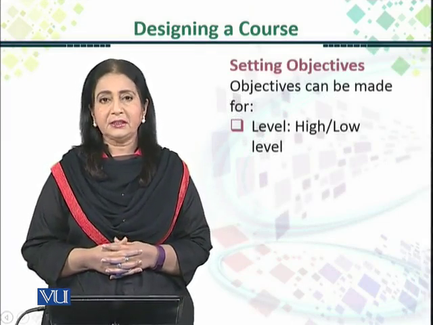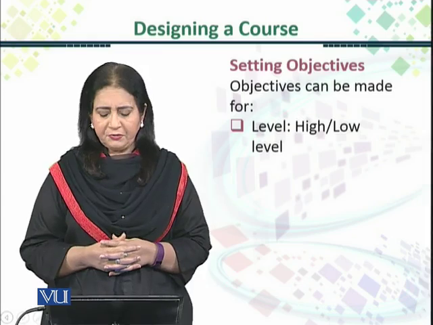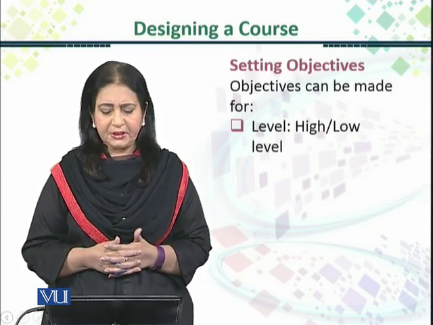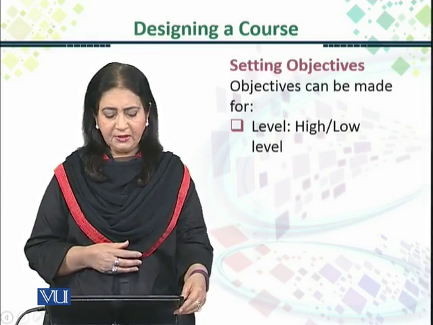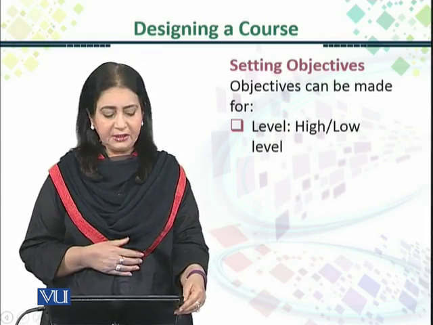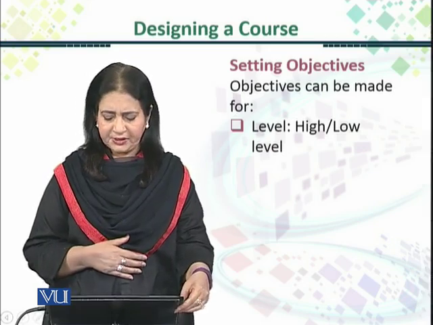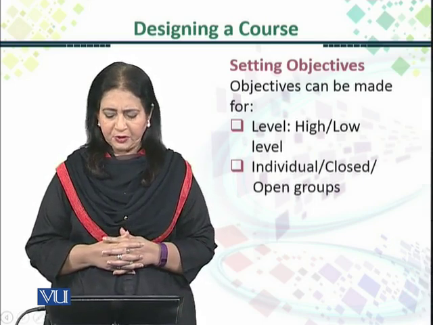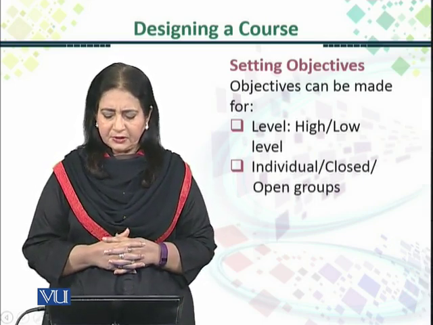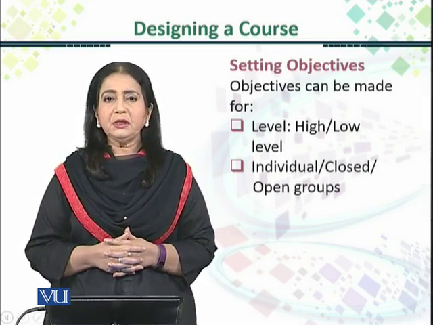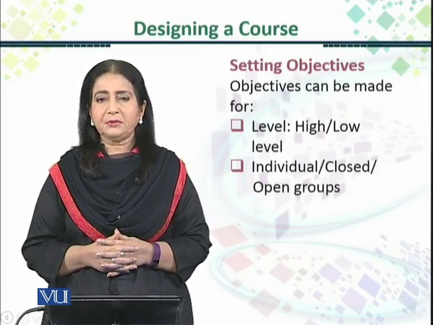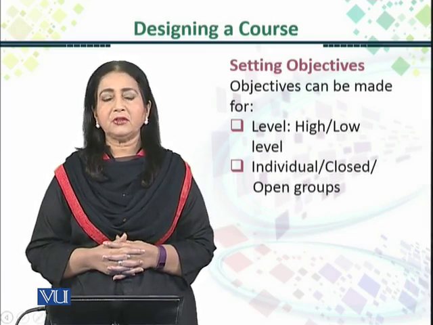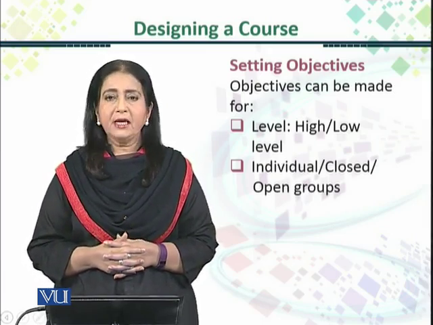There are various categorizations or classifications. For example, objectives can be written according to the level of the learners. They can be written for high and low level learners according to their abilities and according to their current proficiency. Then they can be written for individual, closed, or open groups. Writing objectives for individuals is the easiest, and it is an opportunity for the learner to use a tailor-made or customized sort of course.